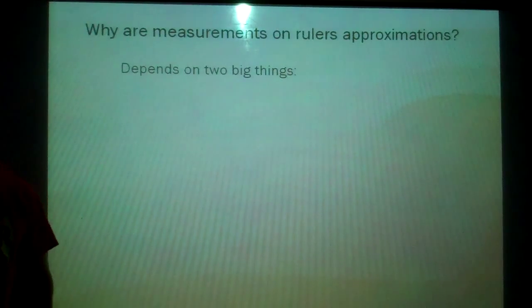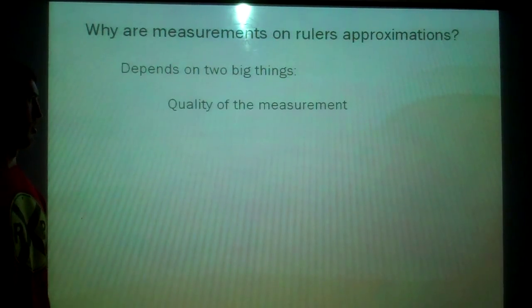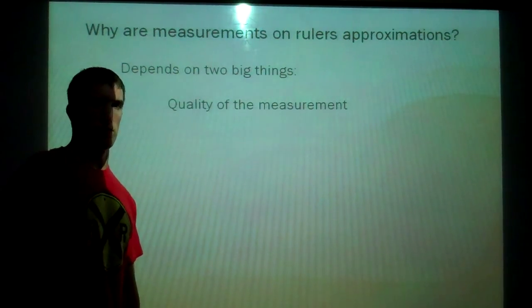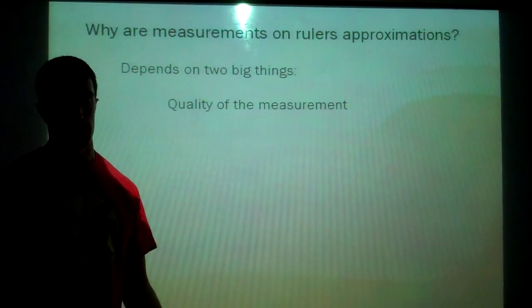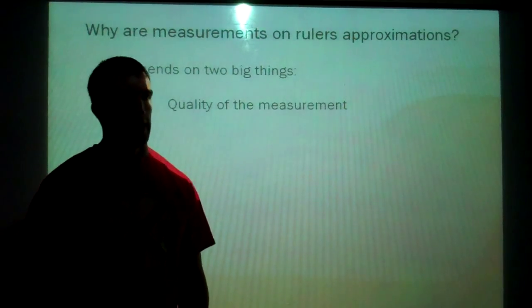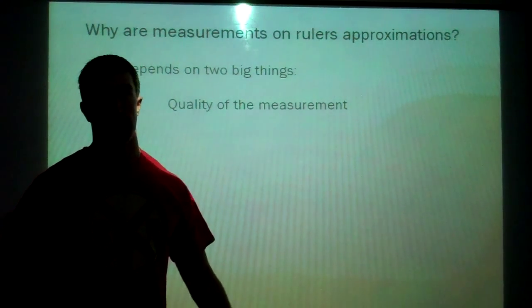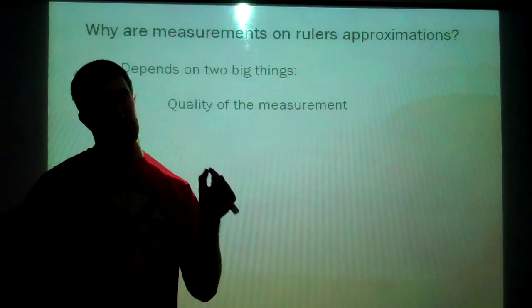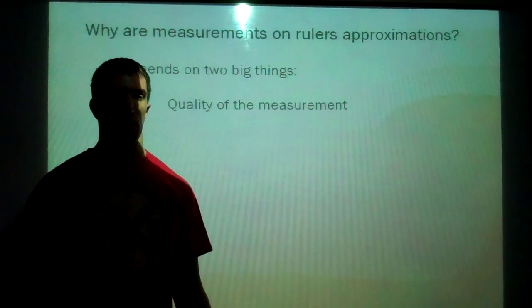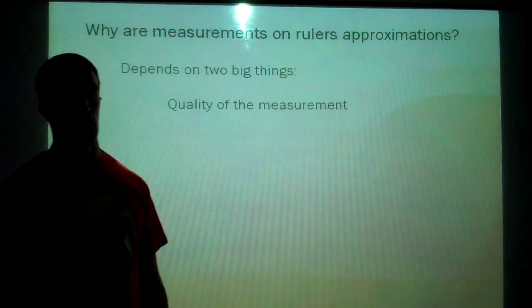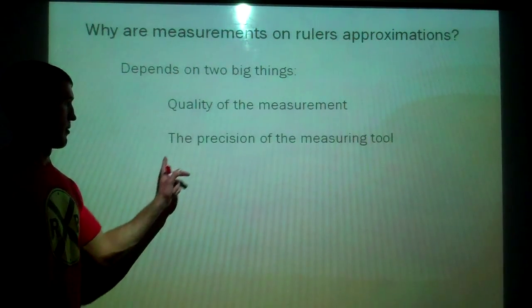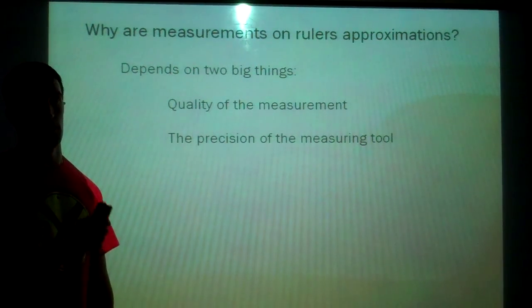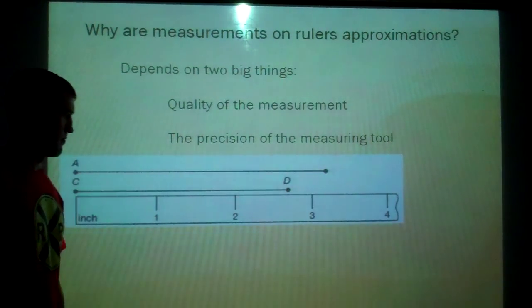And this depends on two big things. Number one, the quality of the measurement. There's going to be some error between each person that actually measures something. So I could have 5 students measure the same segment, but they could be off by just a little bit and get a little bit different answers for each thing. So quality of the measurement, that's why it's an approximation, and the precision of the measuring tool, and I'll show you an example of that.